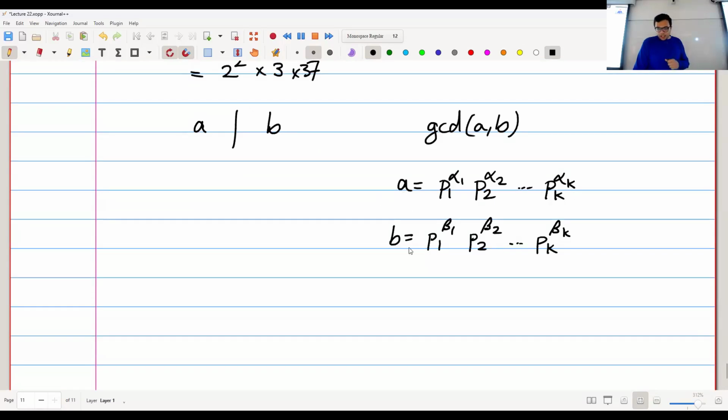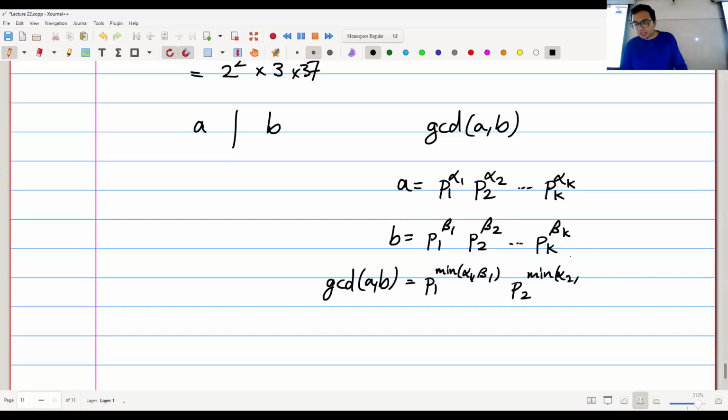So if I can write A like this and I can write B like this, what can I say about the GCD of A and B? This would just be P1 to the power of minimum of alpha 1 and beta 1, right? Times P2 to the power of minimum of alpha 2 and beta 2, and so on. Pk to the power of minimum of alpha k and beta k. So basically, for every prime number, I look at its power in A and I look at its power in B and I take the minimum. Now, if I want to do LCM, I just take the maximum.